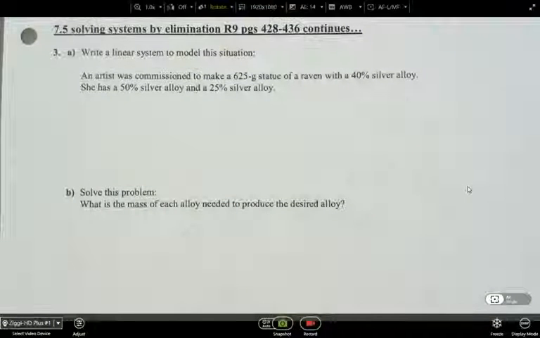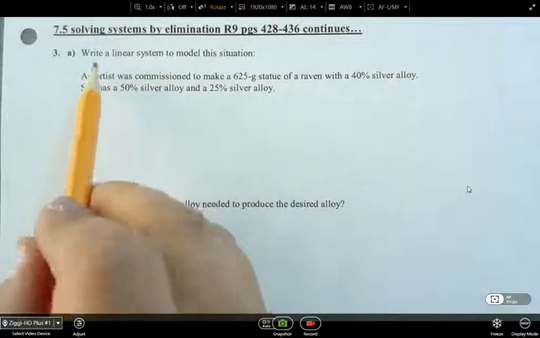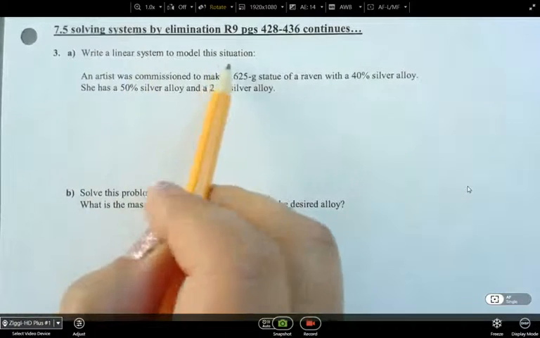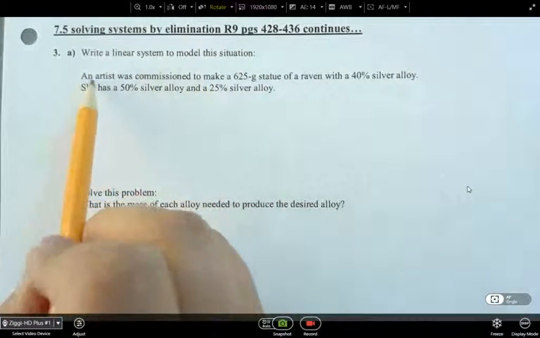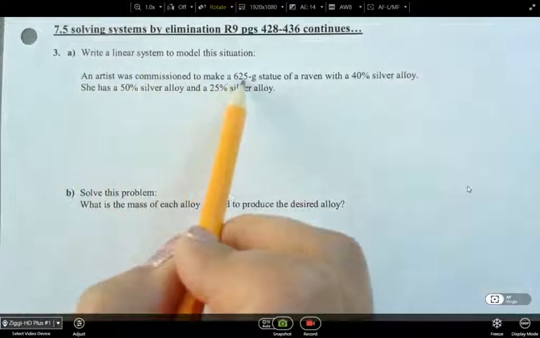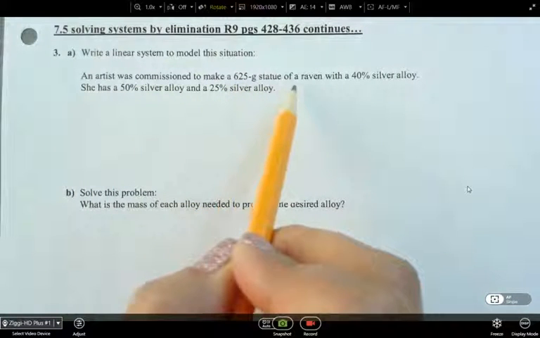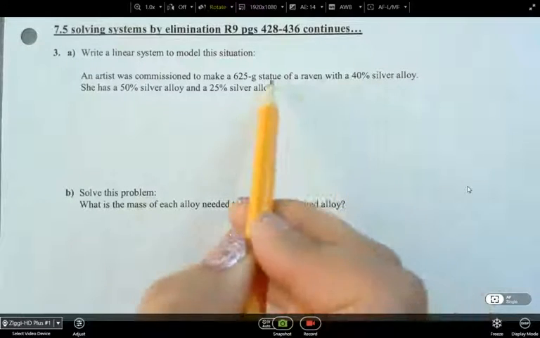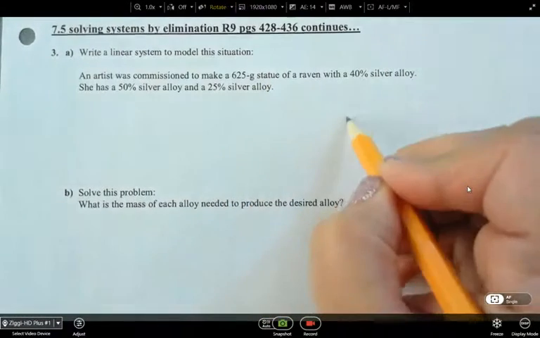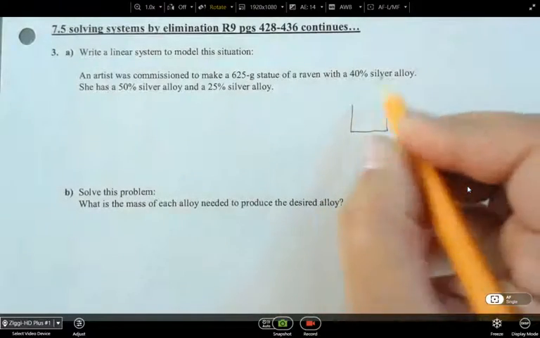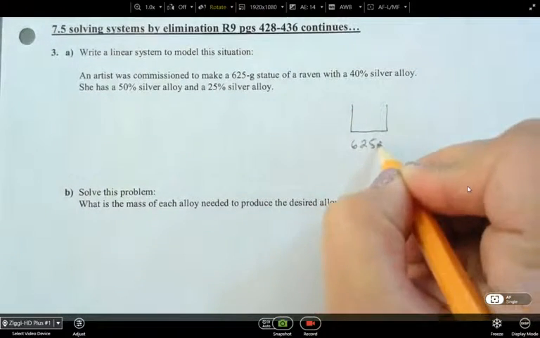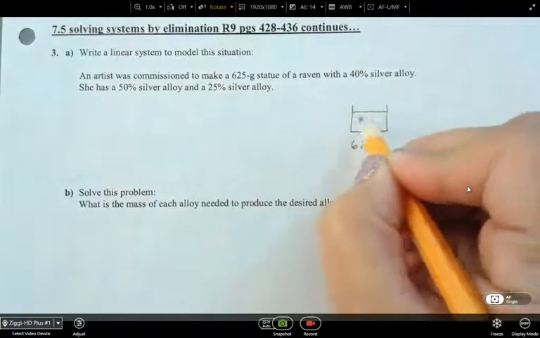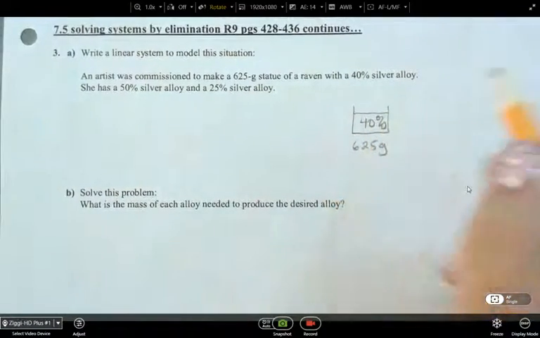Okay, so we're going to continue with the third question here, where it says, create a linear system to model this situation. So, an artist was commissioned to make a 625-gram statue of a raven with 40% silver alloy. So this is what you want to end up with: 625 grams of 40%. Okay?